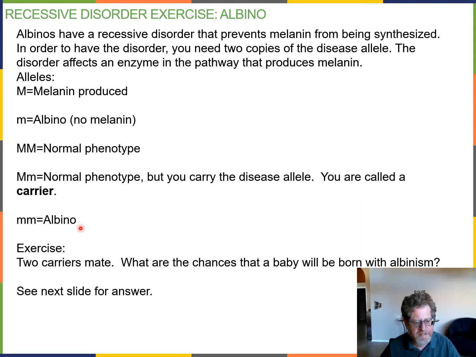So you could see that there's an enzyme that makes a protein that helps produce melanin, and if you have one copy of that gene, you produce enough of the enzyme that nobody even realizes you have the faulty gene. It's like if two doors in the room don't work, as long as people are going in and out through the door that works, nobody even notices. But if neither door works, then you're in trouble. So the question is, if two carriers mate, what are the chances that a baby will be born with albinism?